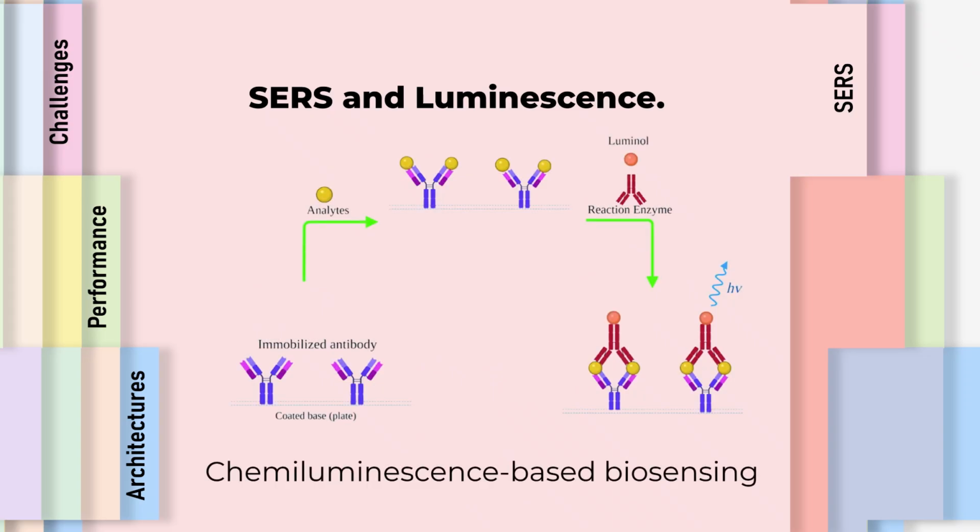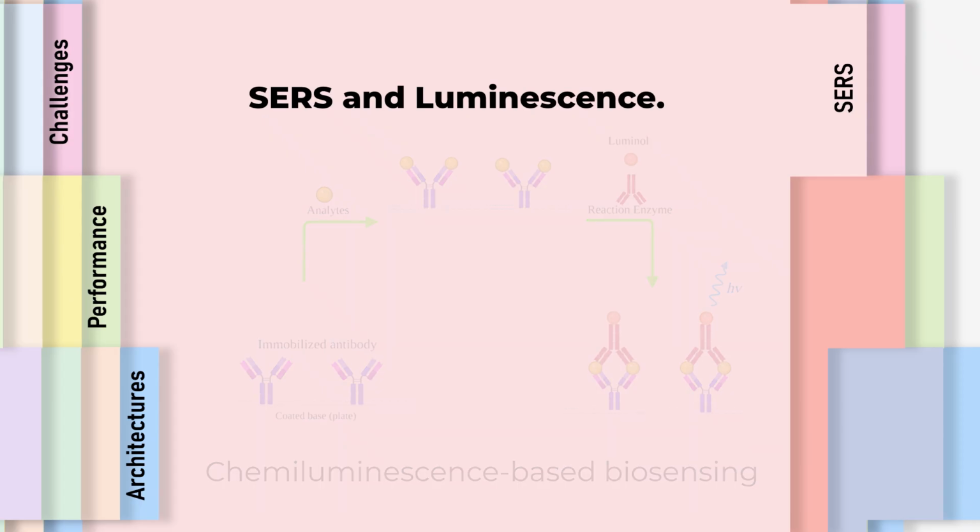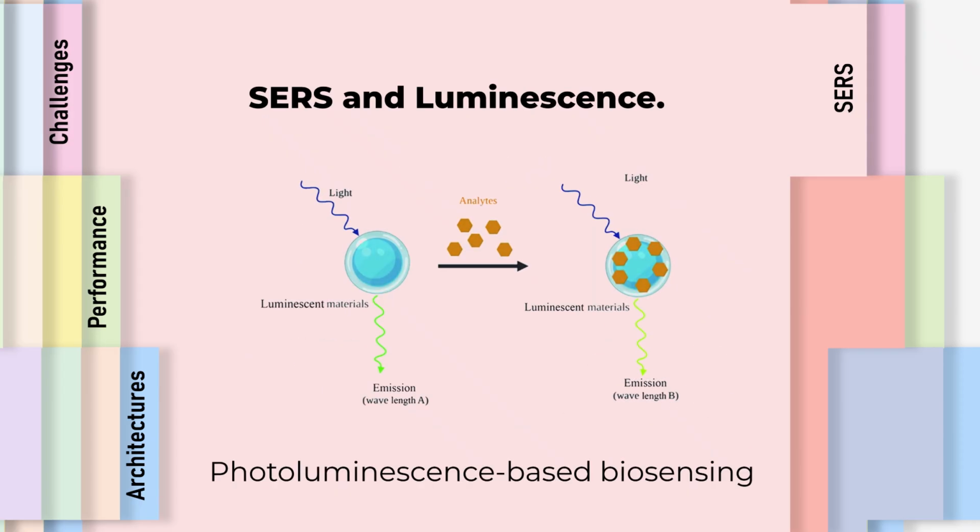Luminescence-based biosensors use light emission instead of scattering. These include fluorescence, chemiluminescence, and bioluminescence. In fluorescence, light is emitted at a specific wavelength after excitation. In chemiluminescence, a chemical reaction produces light. In bioluminescence, light is emitted from biochemical reactions inside living organisms. These systems are known for high sensitivity and selectivity.